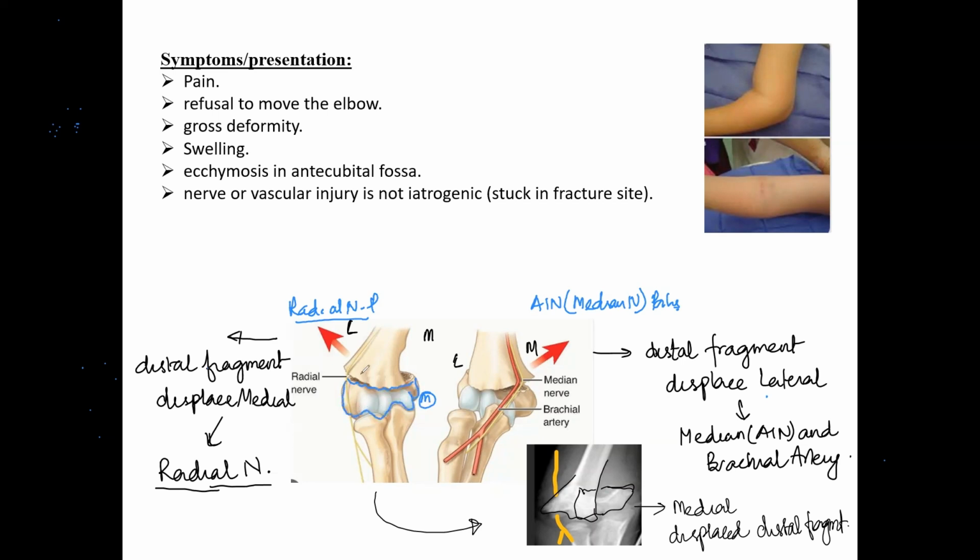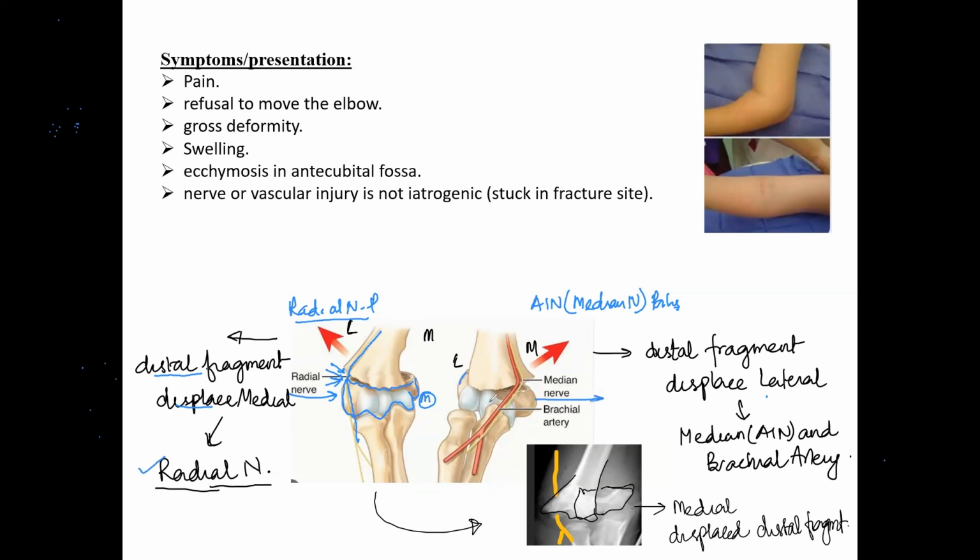When the distal fragment moves medially, the radial nerve, which is on the lateral side, gets kinked over the proximal fragment. So the distal fragment is displaced medially. It will cause pressure or entrapment of the radial nerve, and the patient will have radial nerve palsy. Here, if you see, the distal fragment is moving laterally.